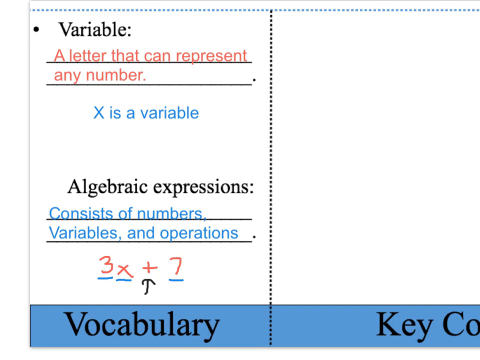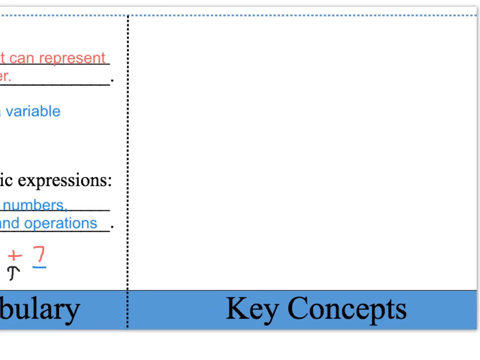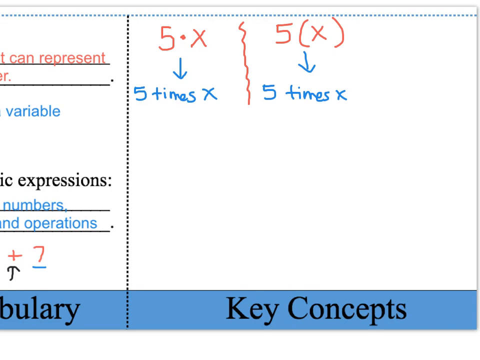Alright, so let's go ahead and talk about the key concepts on the right-hand side of our notes. So there are many different ways to show multiplication. Here's one example. You can say 5 with a dot and an x. This means 5 times x. You could also show it like this, 5 parentheses x. This also means 5 times x.